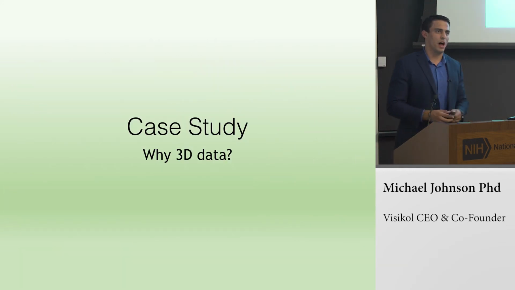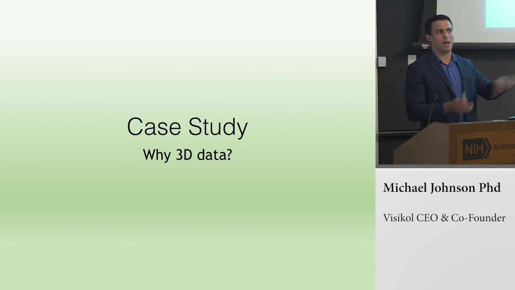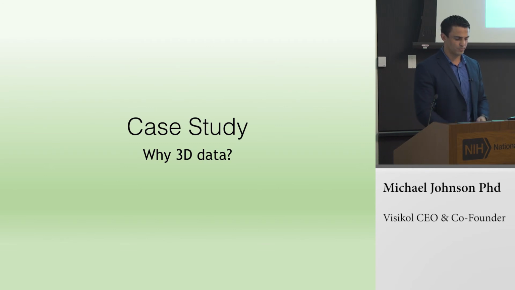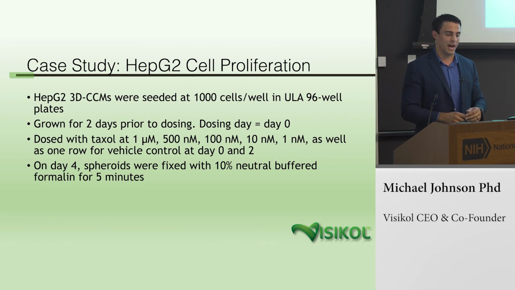This is the question we get a lot: why would I ever want to get 3D data from a model? Yes, 3D cell culture models more accurately represent what's going on, but I just want to get the data, just the same endpoints I've always gotten. Why is 3D necessarily better than 2D? Again, we took Hep G2 cells in this case study. We seeded at 1,000 cells a well, again, ultra low attachment plates, which are just really, really easy to use.